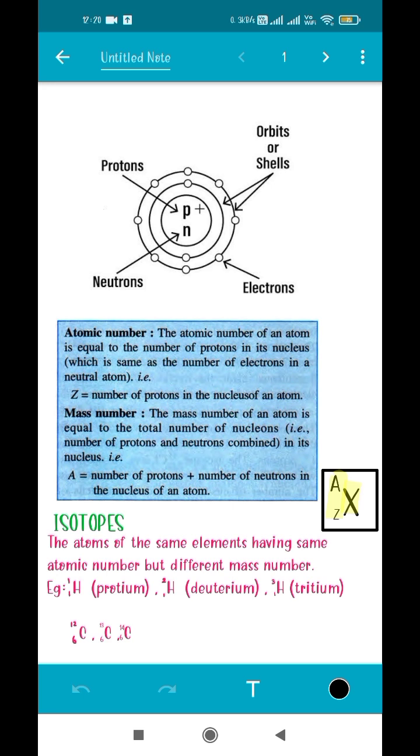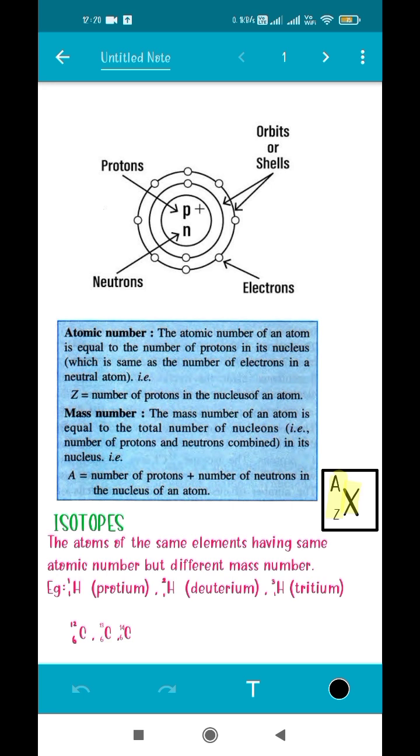Mass number is what? Mass number is the sum of the number of protons and the number of neutrons. So if there are 2 protons and 3 neutrons, then the mass number will be 2 plus 3, that is 5. So as you can see in the right hand side box, X is my element, A is the mass number and Z is the atomic number. The mass number is written at the top and the atomic number is written at the bottom.